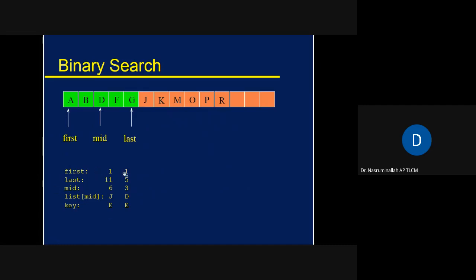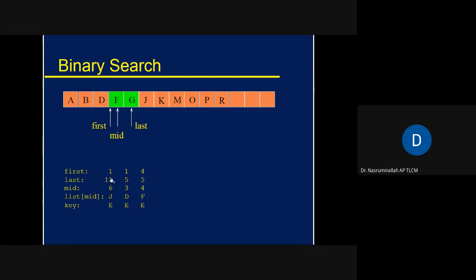So the first will become 1 as it was previously, and we have only changed the last. The last is shifted from 11 to 5, and first plus last is 5 plus 1, which is 6 divided by 2 is 3, so mid will become 3, and the element at the mid is D. So if we compare it with the key which is E, it's not equal, and also D is less than E. So we will move to the right half of this green list.